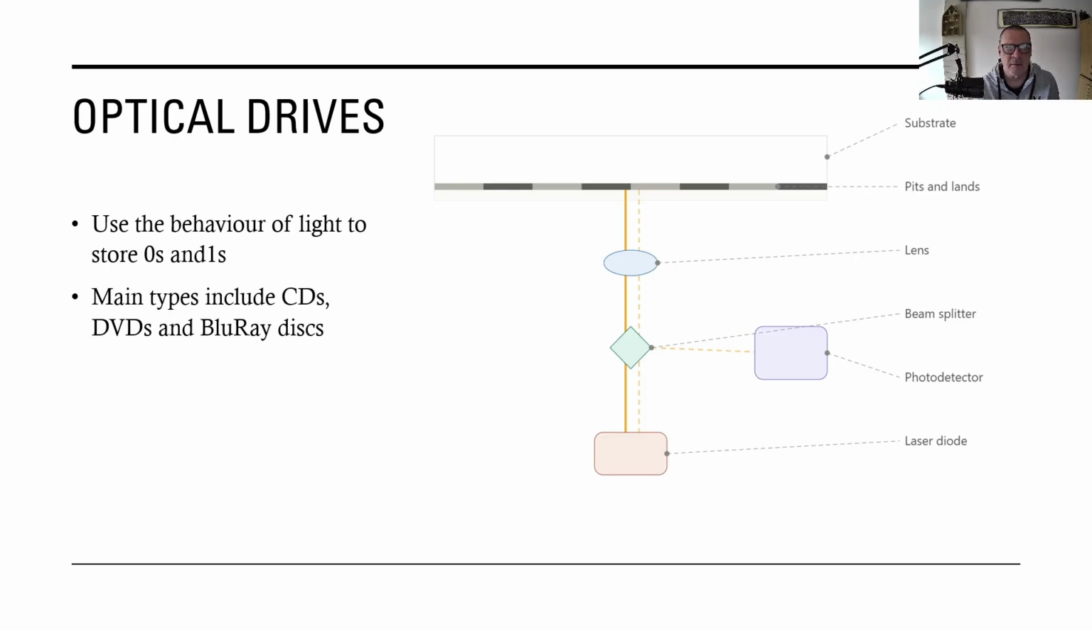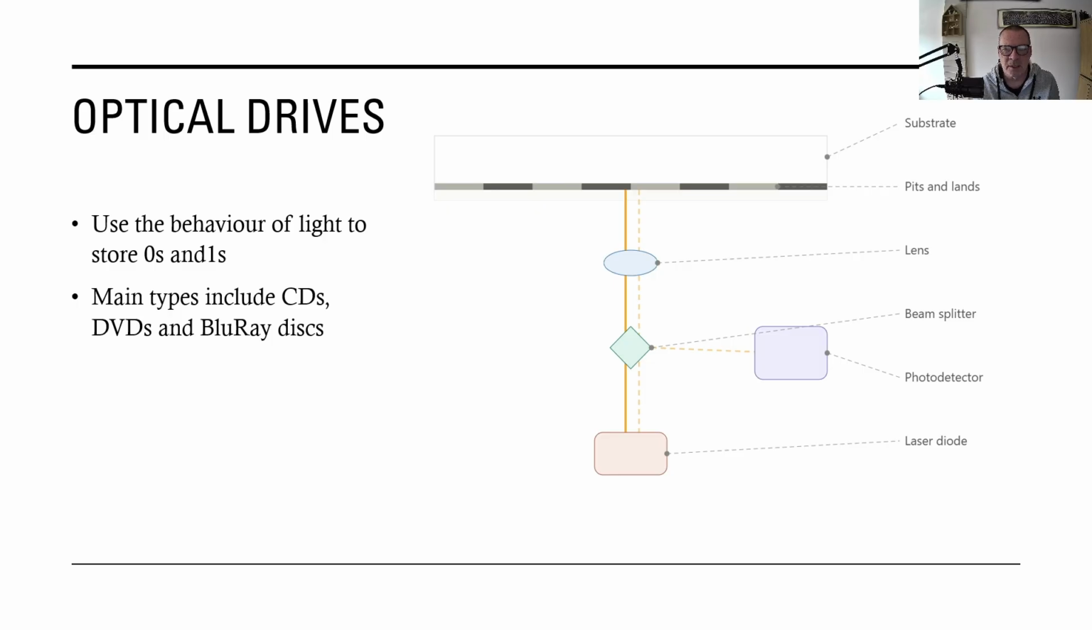So the disc itself is a plastic disc, effectively with coatings, and within that you will find pits and lands. A lens will focus the laser light onto the surface of the disc, and you have something called a beam splitter that allows you to shine light at the disc, and then the light that comes back can be deflected onto a detector.